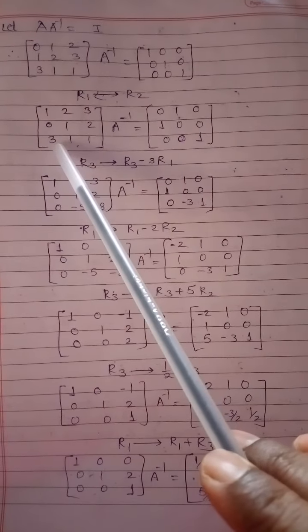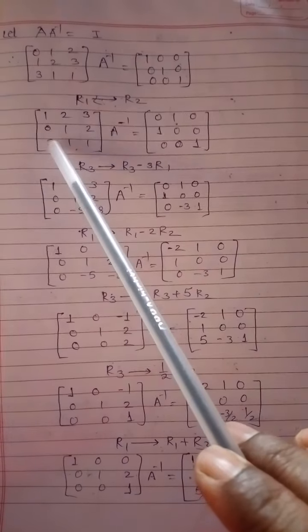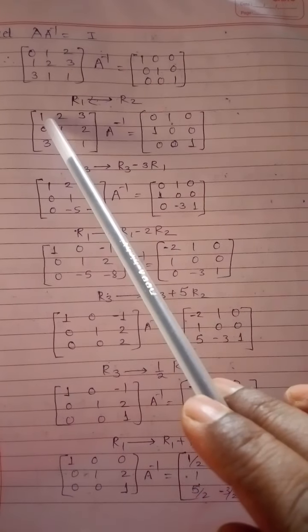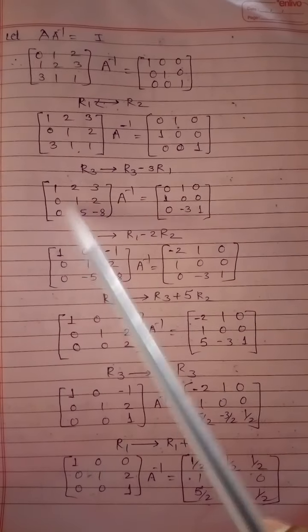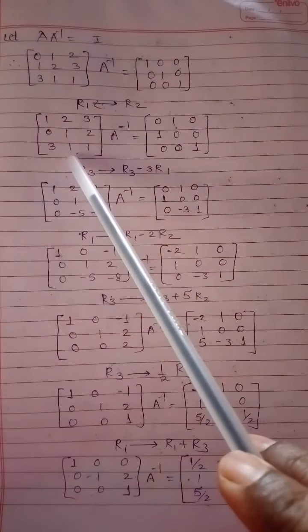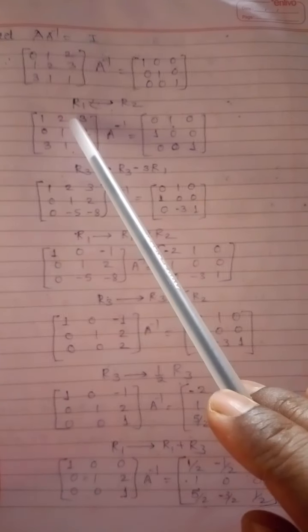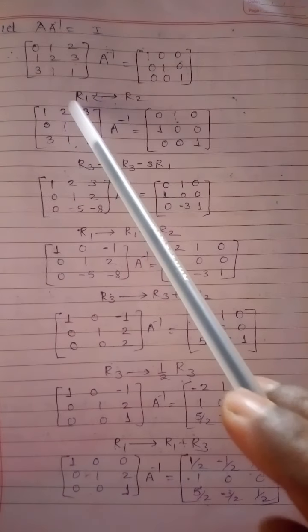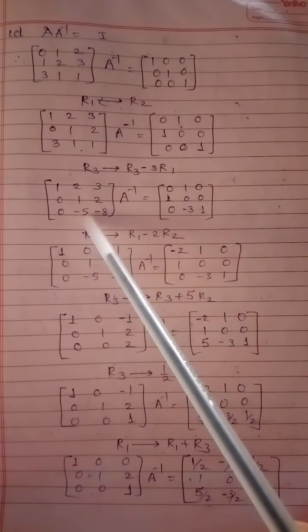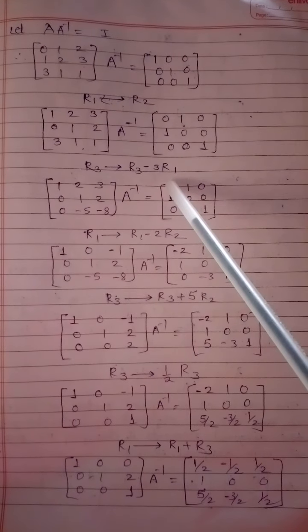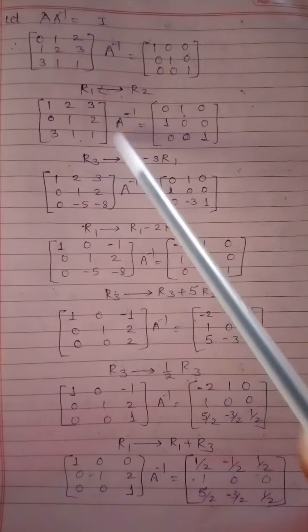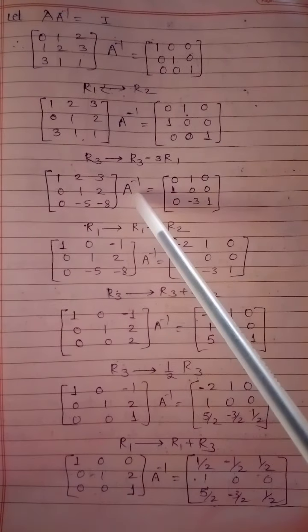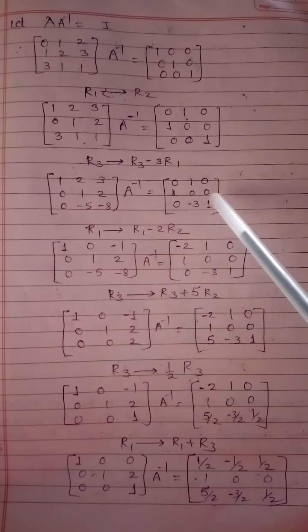So 3 minus 3 R1. So 3 minus 3 of 1, that is 3. So 3 minus 3 becomes 0. Again R3, that is 1 minus 3 into R1. So 3 into R1, that is 3 2s are 6. So 1 minus 6, that is minus 5. 3 minus 3 R1, so 1 minus 9. So it will become minus 8 into A inverse. And same changes we have to make here, that is in R3.